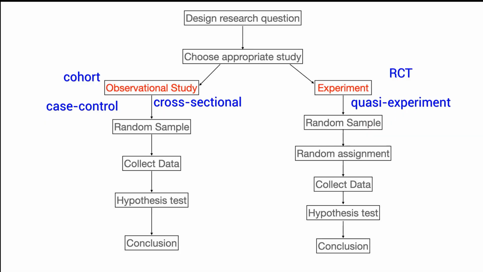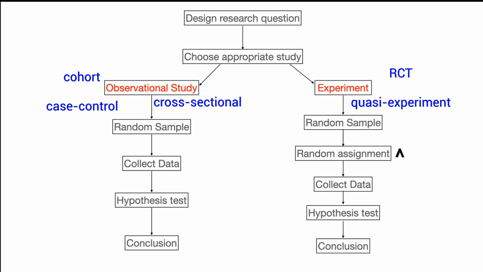Now, you'll notice that the steps in conducting observational studies and experiments are quite similar. We're going to go through the same process of randomly sampling, collecting data, and hypothesis testing to reach our conclusion. The only additional step in an experiment is this random assignment step, and I'm going to mark this with an asterisk, because this step is only applicable in certain cases. Specifically, an RCT or randomized control trial will use random assignment, but a quasi-experimental design will not.